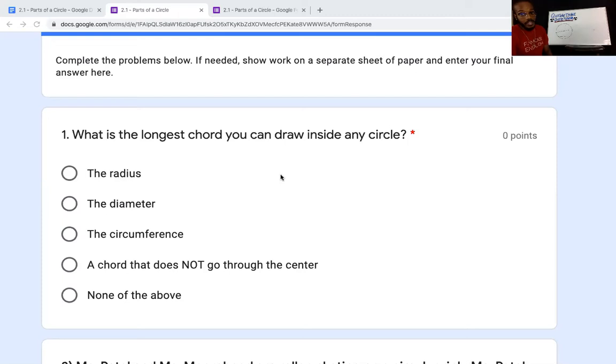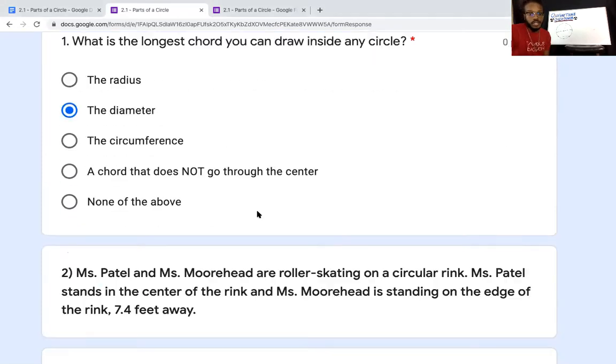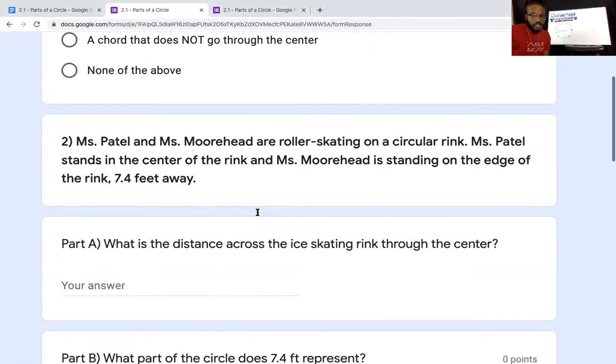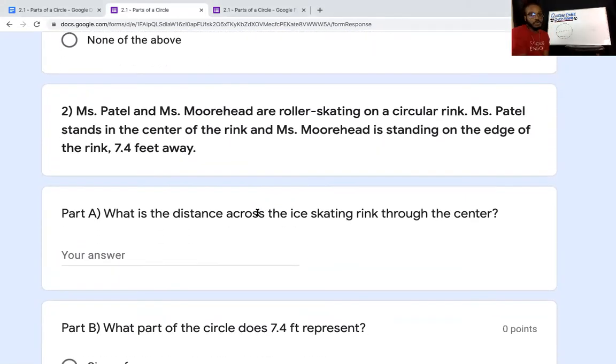Now, of these lines, you can see that the longest possible line that you can draw is the line that cuts your circle in half, i.e. the diameter. So that's the line that you should check. Let's look at this example with Ms. Patel and Ms. Moorhead. They're at a skating rink. The skating rink is shaped as a circle. Ms. Patel stands in the center of the rink, and Ms. Moorhead is standing on the edge of the rink, 7.4 feet away.